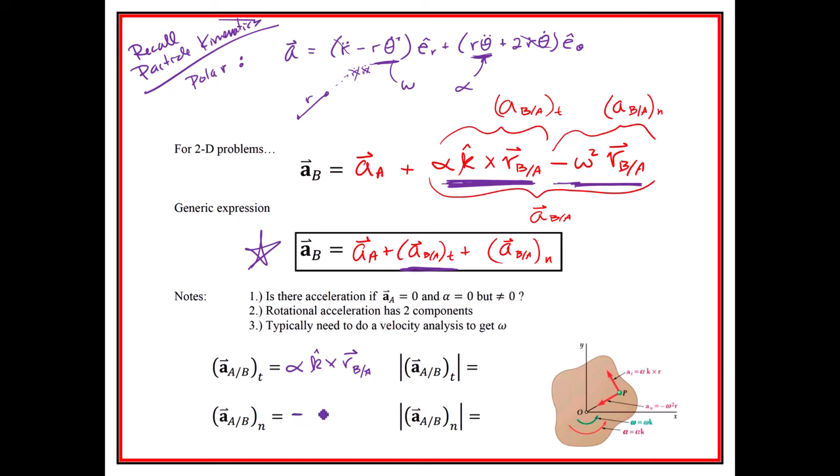And this portion right here is negative omega squared r of B with respect to A. And as a practical term, this numeric value right here, you could just think of as alpha r. And as a numeric value here, you could just think of that as omega squared r. Now the significance of that negative sign: notice that right here we have a scalar, negative omega squared r, multiplied by a vector.